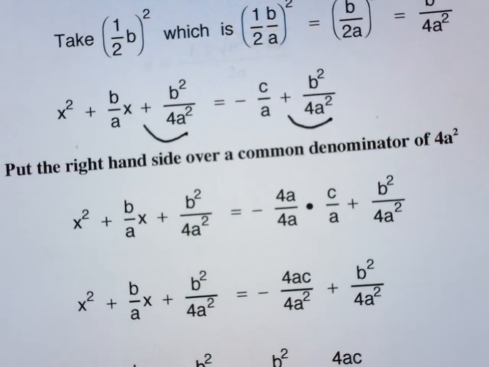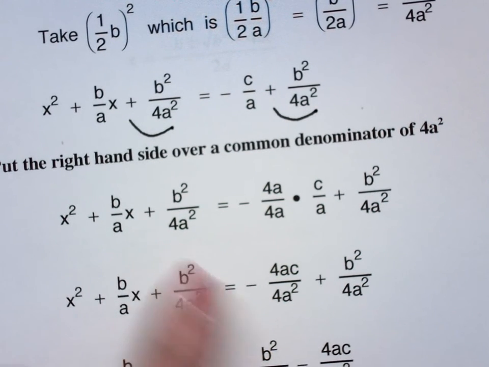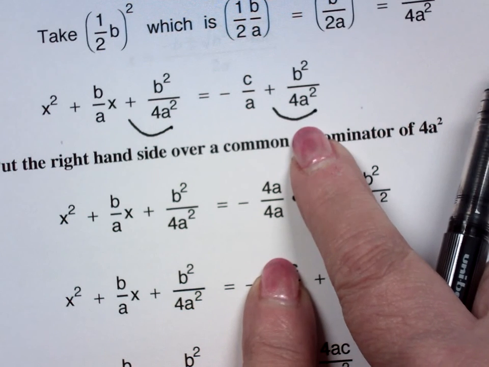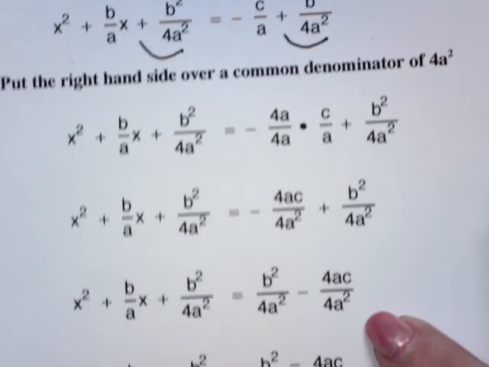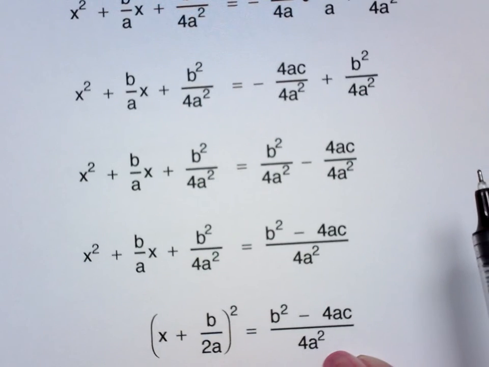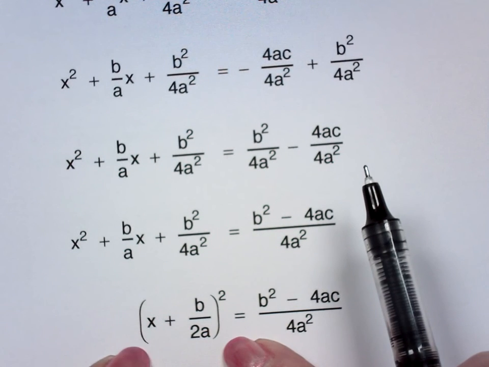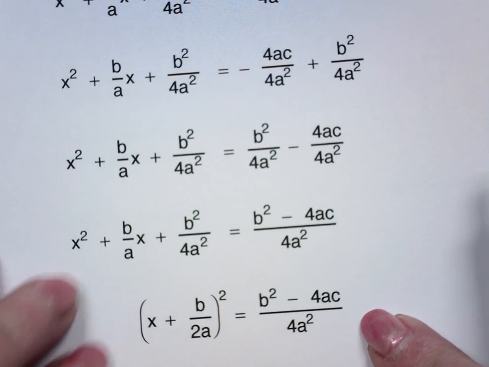The left-hand side is now a perfect square trinomial. And then the right-hand side, you're going to have to put over a common denominator. So that's what you see beginning to happen here all the way down the line: you finally put that right-hand side over a common denominator, which happens to be 4a squared. Then you rewrite the left side as the perfect trinomial square that it is.